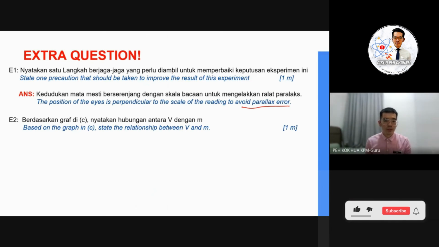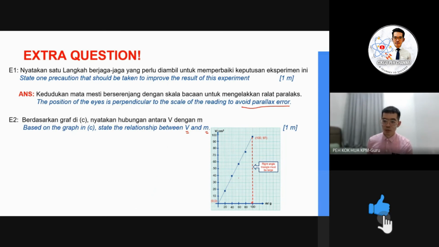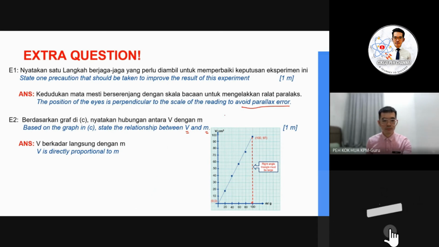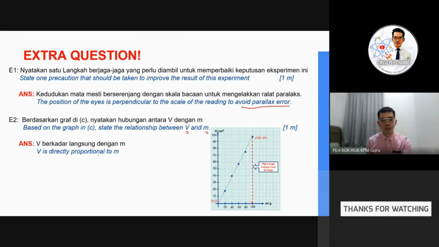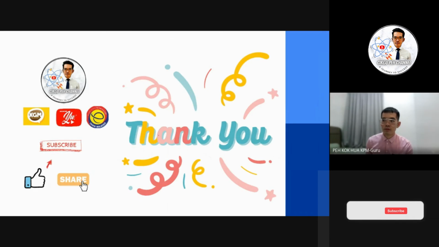And then the second, state the relationship between the V and the M here. Okay, so in our graph here, you can see that there is a straight line passing through the origin. So that means the relationship of V to M will be directly proportional. So you can just mention V is directly proportional to the M. Okay, so that's all for my discussion in the experiment regarding the principle of Archimedes.